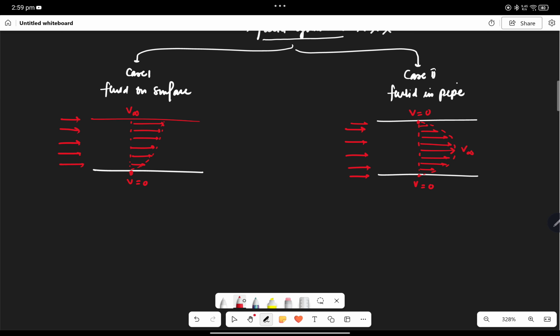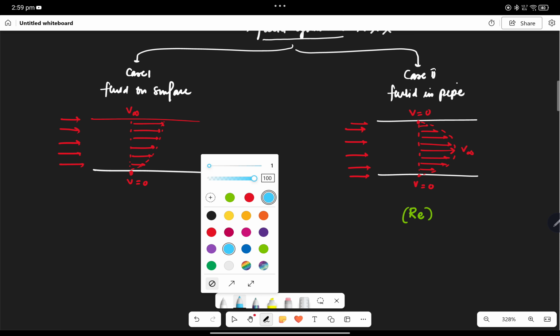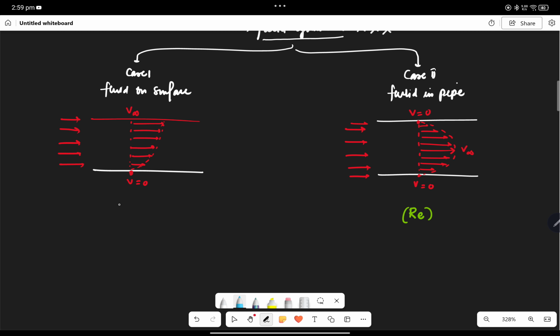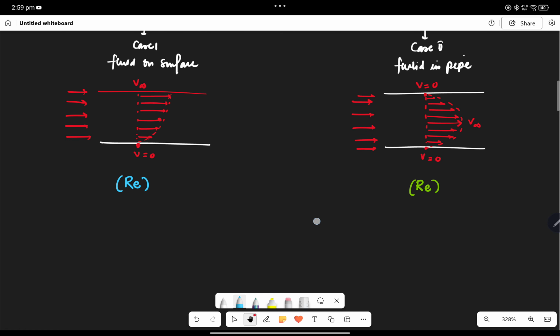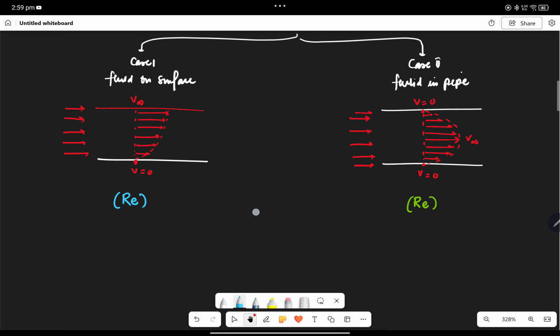In case 1, the fluid flowing on the surface and in case 2, the fluid flowing in the pipe have different Reynolds numbers. So I am going to write this one in green color. And the Reynolds number that I am getting for the flow on the surface, I am writing with blue color. Okay, so there are two Reynolds numbers we are going to get, right? Now I am going to see what the different ranges are that we are going to get for these two different Reynolds numbers.